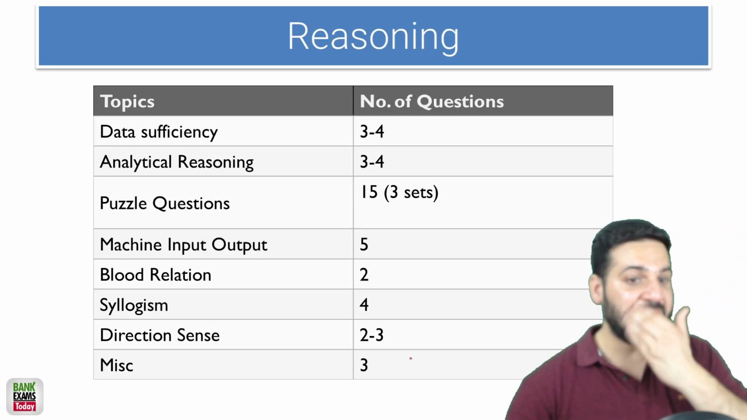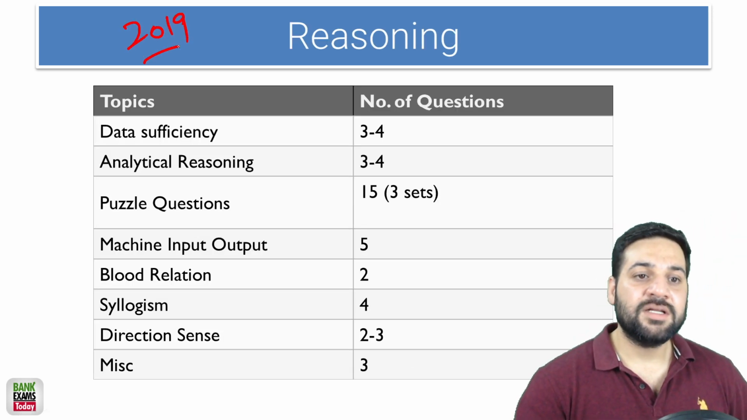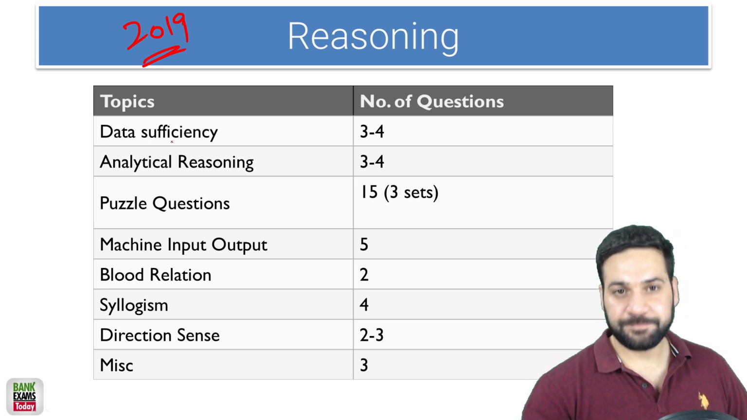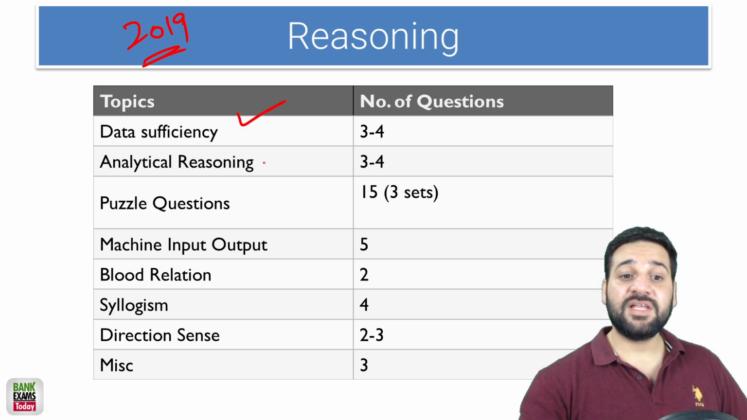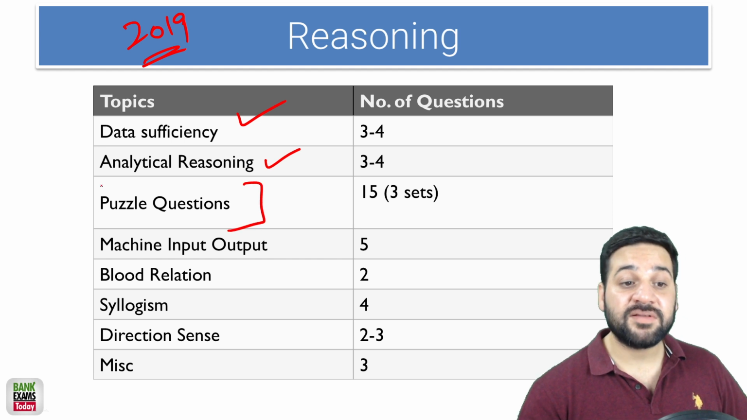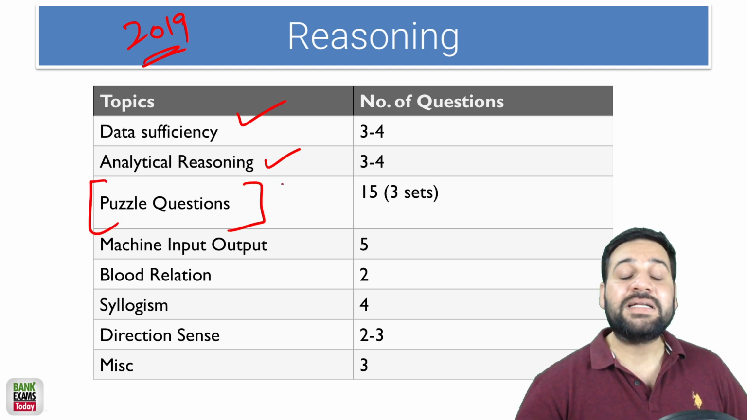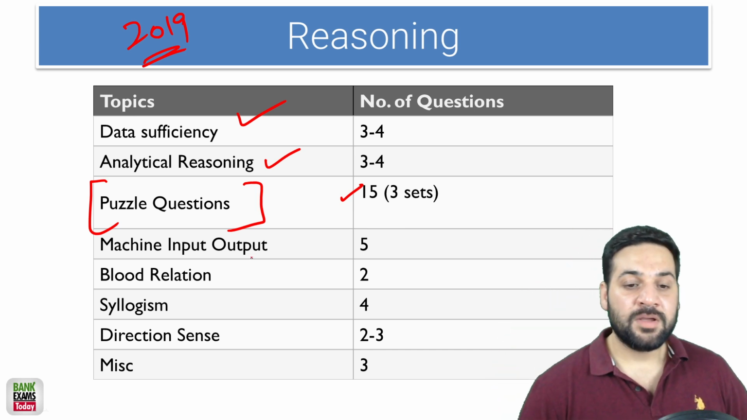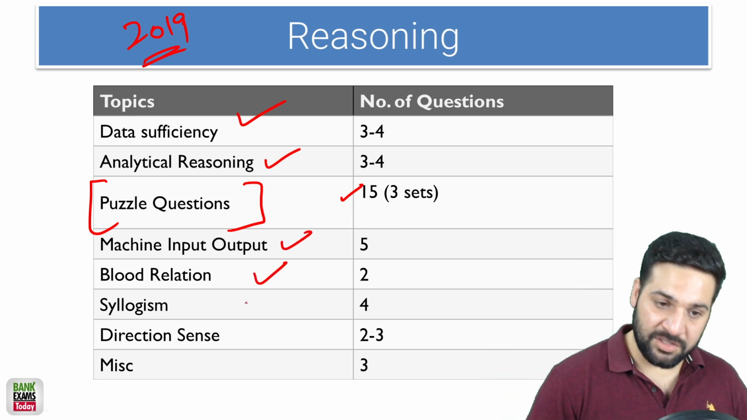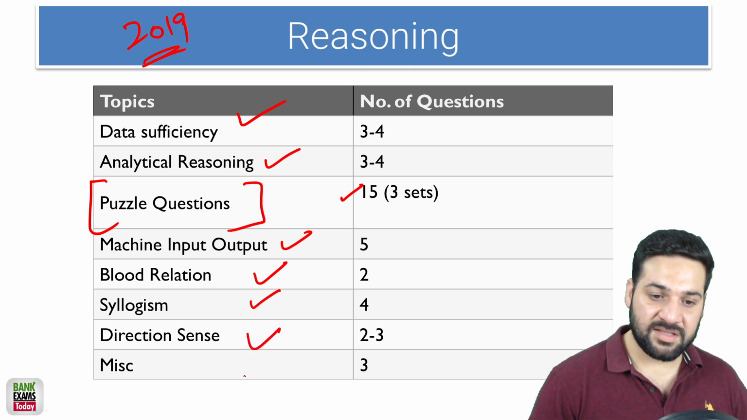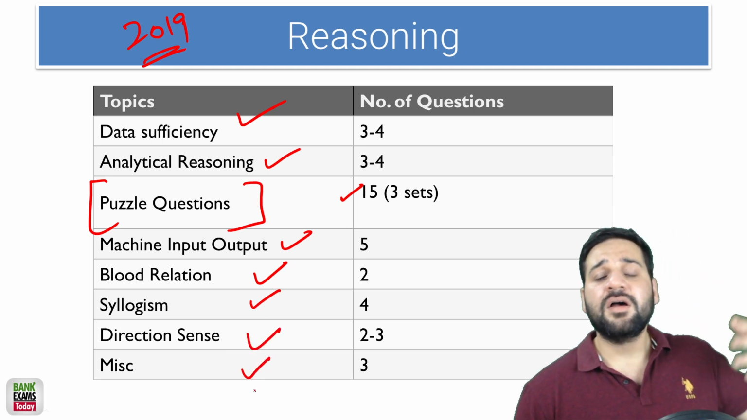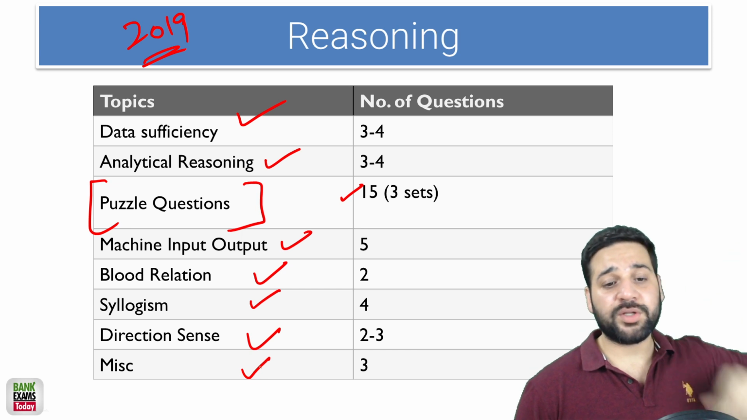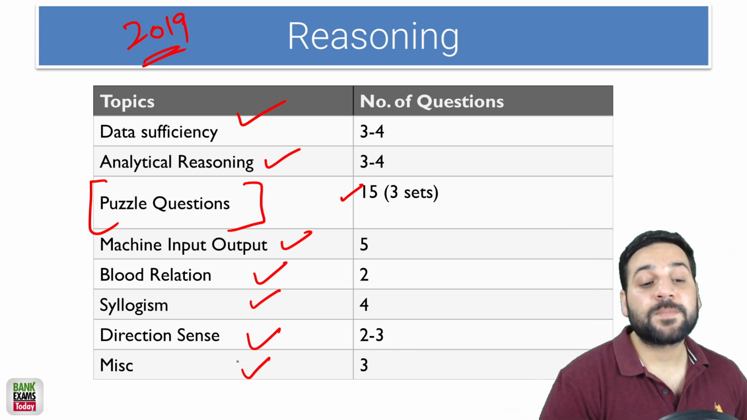So in 2019, this was the exam pattern. There was data sufficiency, there was analytical reasoning, there were puzzles. 3 puzzles and seating arrangements, 3 sets were there. Machine input output was there. Blood relation was there. Syllogism was there. Direction sense test and the miscellaneous problems based on ages etc. were there. So this was the pattern.